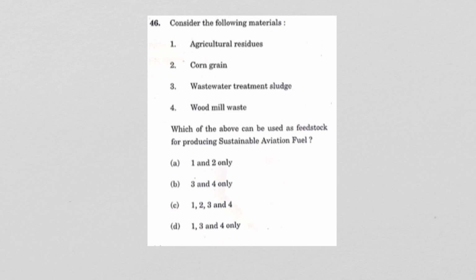Next one. Consider the following materials and you have to see which of the above can be used as a feedstock for producing sustainable aviation fuel. Now here two words are important. First one is sustainable, another one is can. In this question, the word can opens up a wide possibility in front of you, which means that the question is if there is a probability or if it can be used. So this is a broad term here. And second one is sustainable aviation fuel. So here the word sustainable directly relates to something that is renewable.